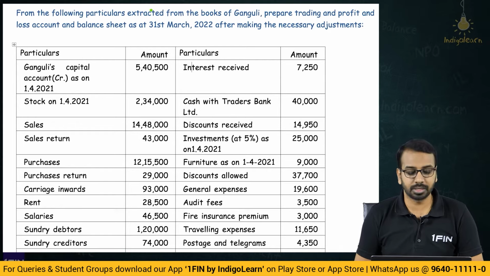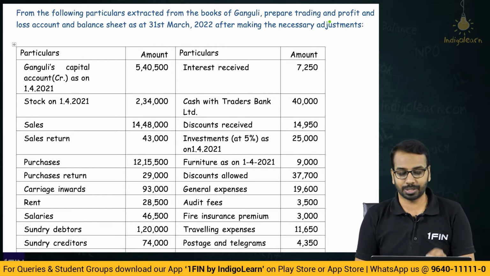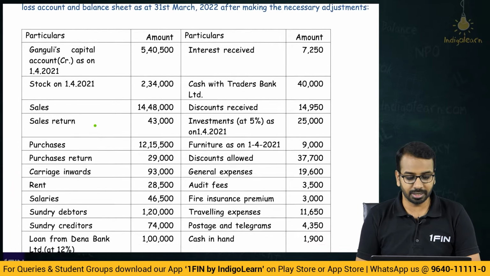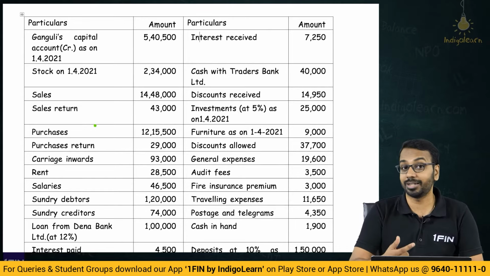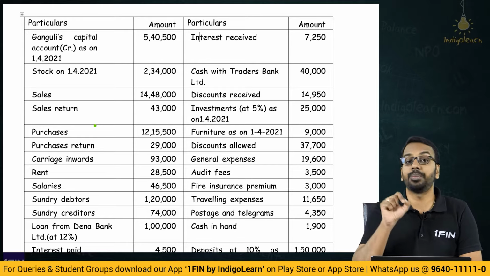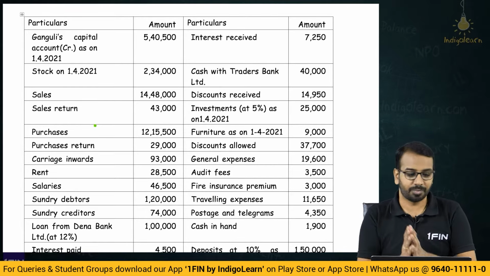From the following particulars extracted from the books of Ganguli, prepare trading and profit and loss account and balance sheet after making necessary adjustments. Now here in this question they have not given debit and credit separately. So by reading each item, we must also identify whether it is a trading account item, a P&L item or a balance sheet item. Where will it appear, right?